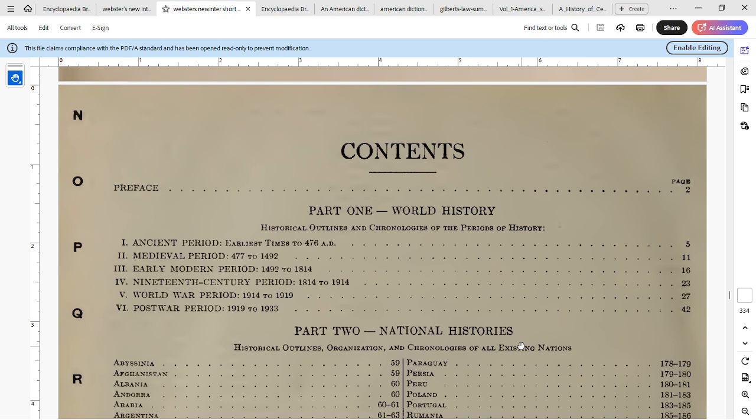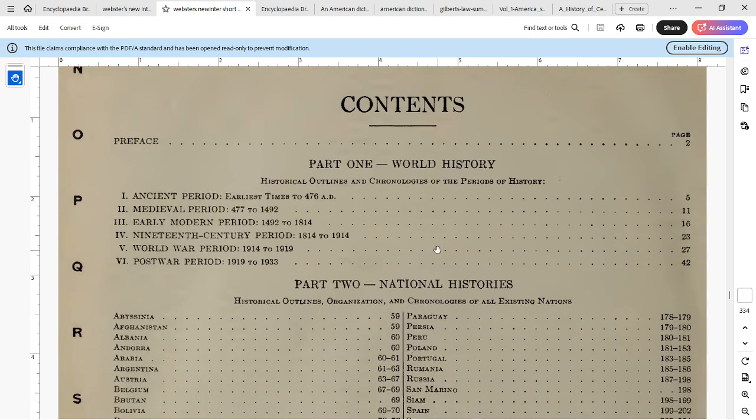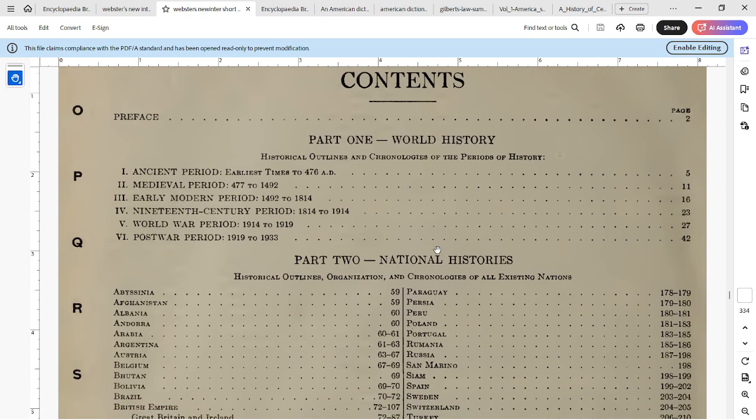So that was the preface. We have the contents. All right. I'm not going to read the contents. So I just scroll through slowly so that you could glance and probably pause and read.